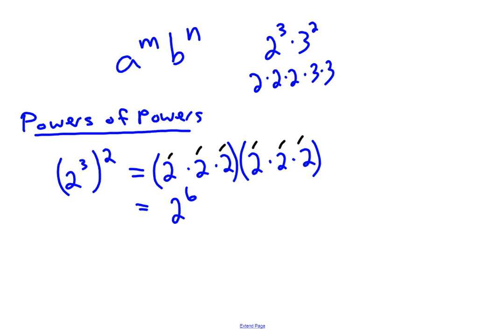So when we have powers of powers, so a to the m, all to the n, the shortcut to go directly from here to here is to keep the base and multiply the exponents. So that's a quick summary of exponents, multiplying, dividing, negative exponents, and so on.